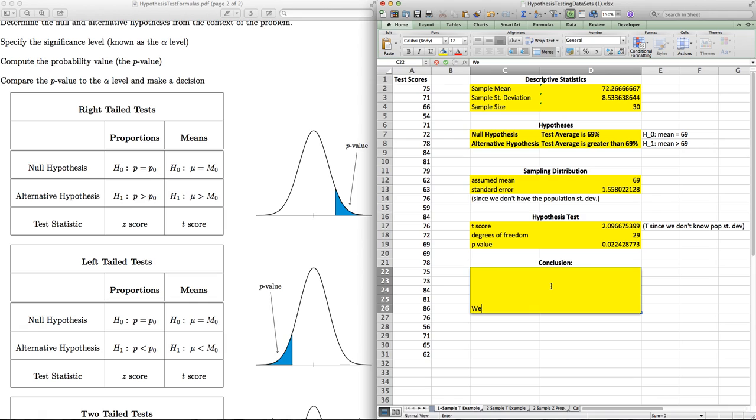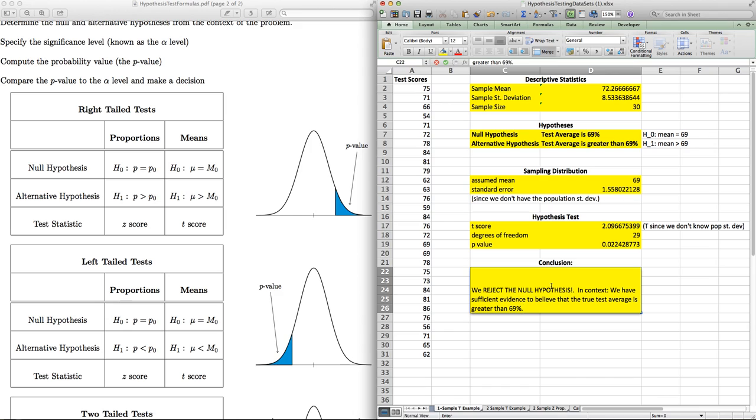With this p-value, we reject the null hypothesis. In context, that means we have sufficient evidence to believe that the true test average is greater than 69%.